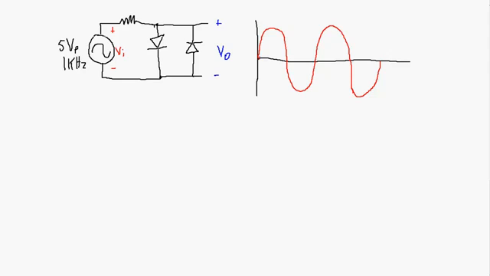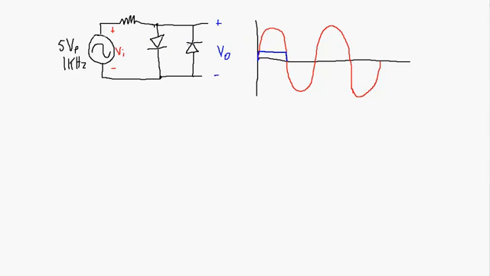Now as the voltage starts to increase, once it gets above 0.7 volts, this first diode is going to become forward biased, and therefore it's going to maintain approximately 0.7 volts. Current will be going through it, and we'll maintain that 0.7 volts until the input signal drops down below 0.7 volts, and now that diode is again reverse biased.